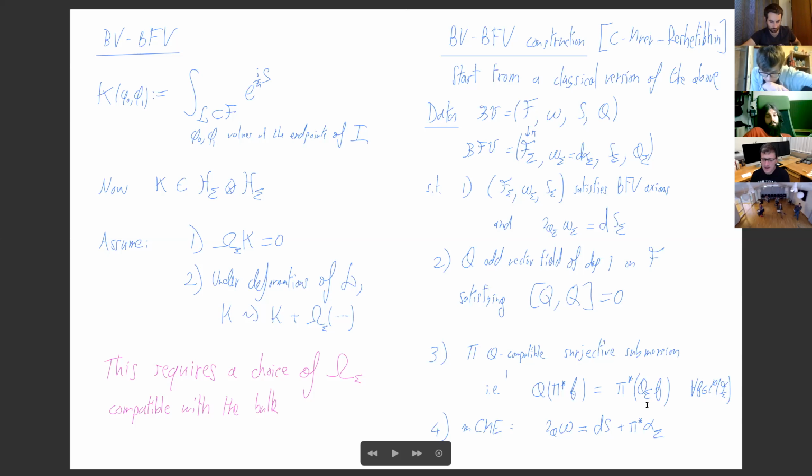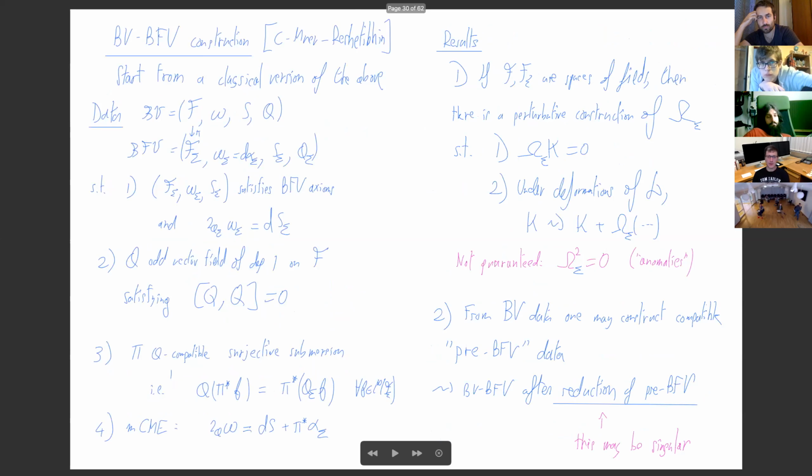Okay, and finally, there is this new equation that we call the modified classical master equation, which replaces the old condition that Q should have been the Hamiltonian vector field of S. Right? So this would have been the BV condition, because this condition plus this condition here would be almost equivalent to the condition that S satisfies the classical master equation. Now we relax this condition, we say that this is true up to the pullback of this one-form. Okay? So these are the data.